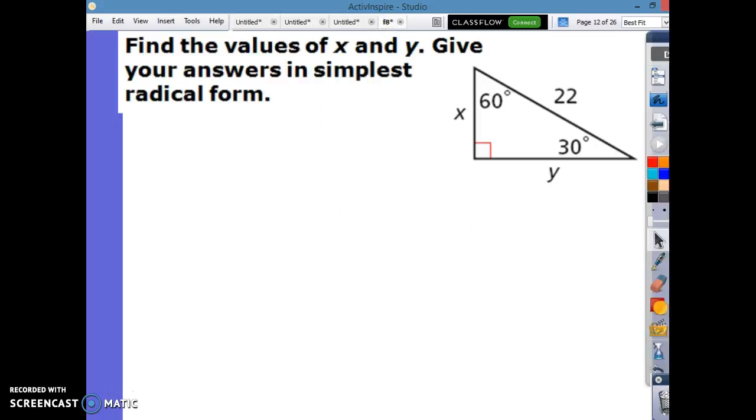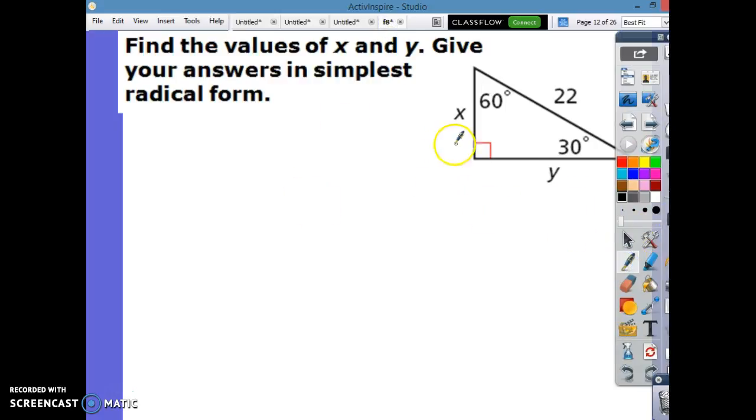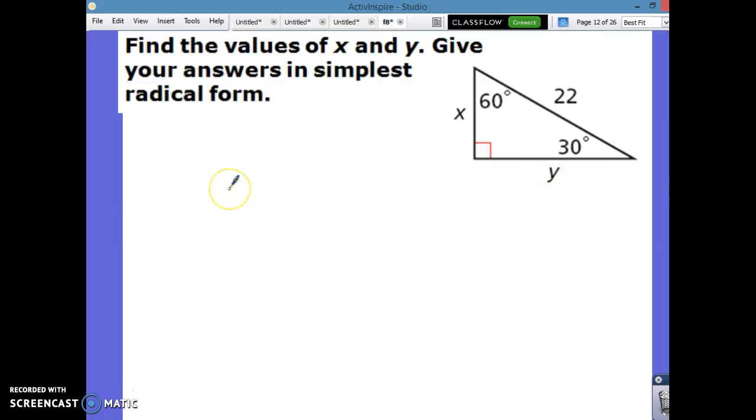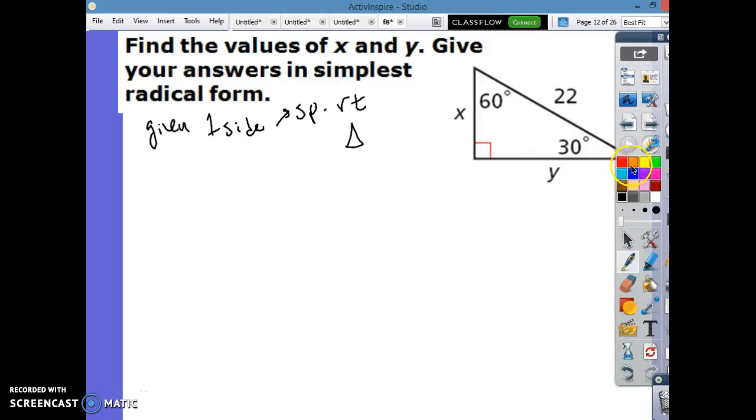Now, when we go to examine our problem, first, how many sides did they give us? Yes, Malik. They've only given us one side. When you're given one side, that means we need to be looking for special right triangles. Is this a special right triangle? Yes, it is. And which one is it? It is 30, 60, and 90. We have the 30, the 60, and the 90. So yes, this is a 30, 60, 90 triangle.